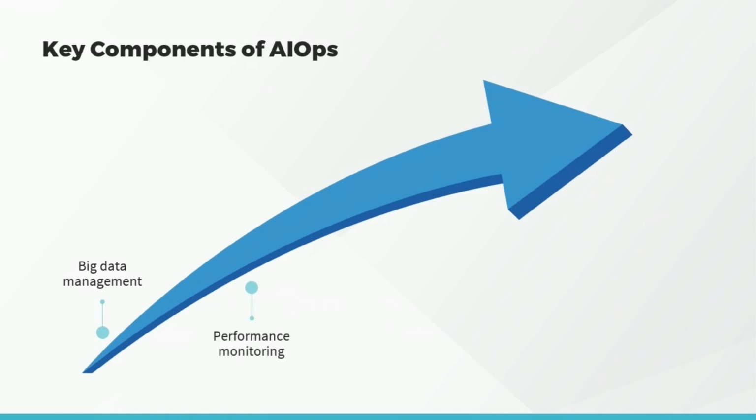Monitoring the performance of IT systems and applications in real time is critical for AIOps. It involves tracking various metrics and KPIs to ensure optimal performance and detect deviations from expected behavior. Anomaly detection algorithms are integral to AIOps for identifying irregular patterns or behaviors within IT environments. In fact, by flagging anomalies, AIOps enables proactive problem detection and mitigation.